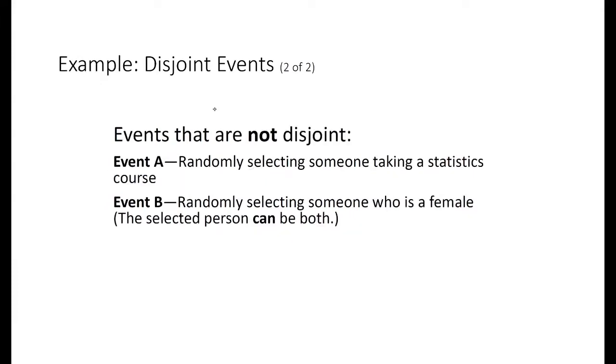Another example here: randomly selecting someone taking a statistics course, that is event A, for example, and event B is randomly selecting someone who is female. When you randomly select one person, that person could be a female who is taking statistics. So both events could happen together. That's why they are not disjoint.